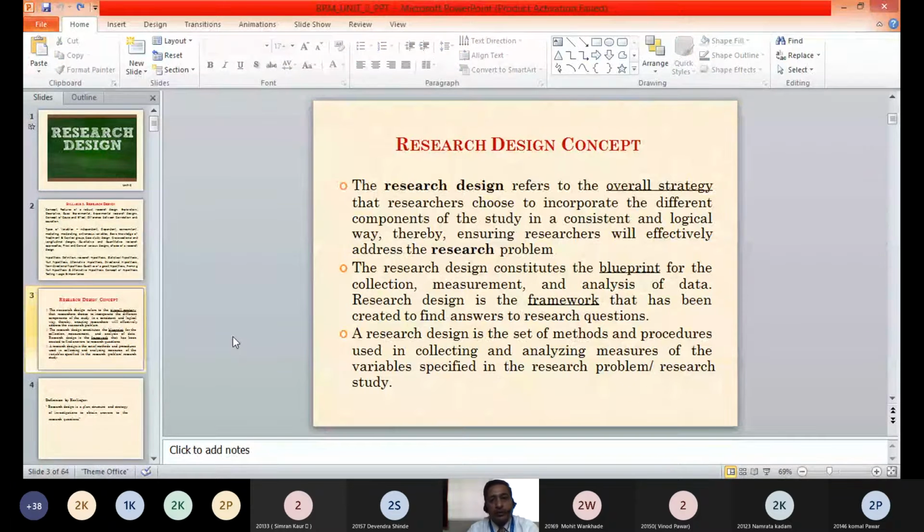So have you understood the concept of research design, what we discussed just now? Have you got the idea? Or are you finding it difficult? So can you please repeat it once again?